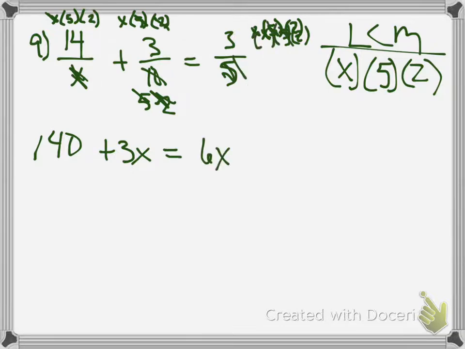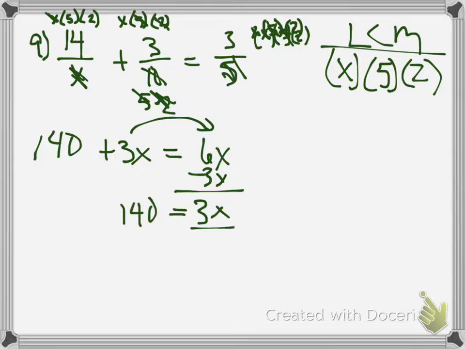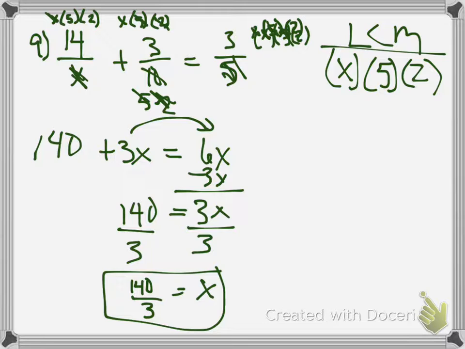That's a mess. Anyways, and then from there, I can say, let me just go ahead and move the 3x over this way, and say 6x minus 3x is 3x, and then I would have that equal to 140, and then I can divide by 3 because I'm trying to solve for x, and that ends up leaving me 140 over 3. And you're done. That's it for that one. I know, these aren't so bad, right? Right.